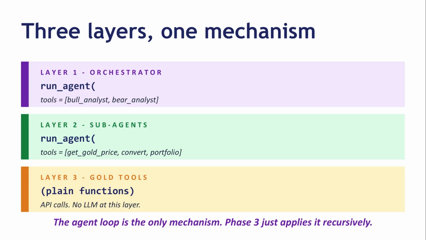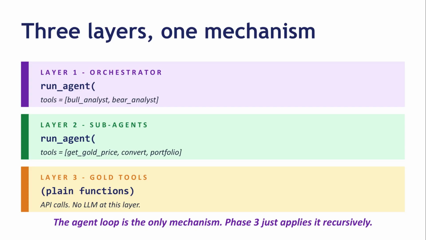Phase 2 used it once. Phase 3 uses it at multiple layers. Every multi-agent system you'll see, debate frameworks, plan and execute, supervisor architectures, is some arrangement of nested agent loops. Once you've built one, you've built the primitive that underlies all of them. The complexity is in the prompts, the tool descriptions, the layer interfaces. The mechanism is constant.